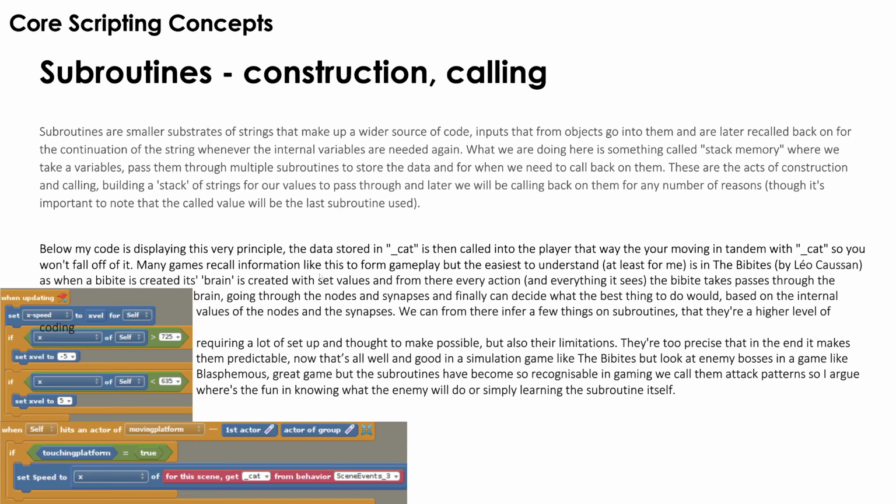Many games recall information like this to form gameplay, but the easiest to understand, at least for me, is in the Bit Bytes by Leo Cosson. As when a bit byte is created, its brain is created with set values, and from every action and everything it sees, the bit byte takes passes through the brain, going through the nodes and synapses, and finally can decide what the best thing to do would be, based on the internal values of the nodes and the synapses.